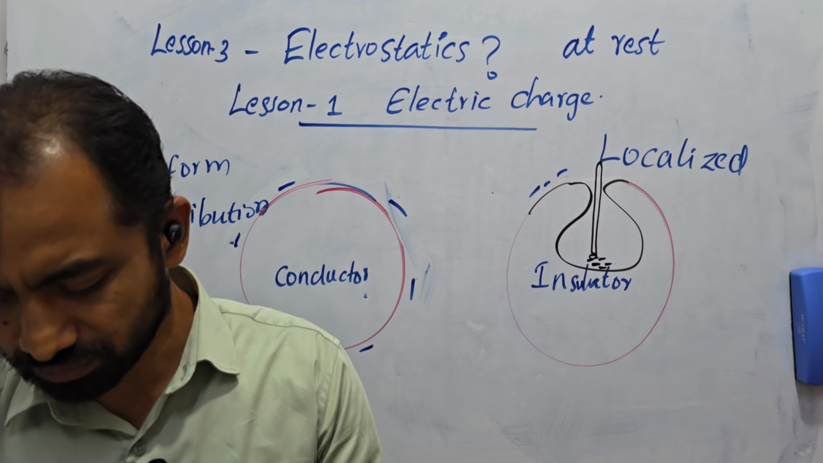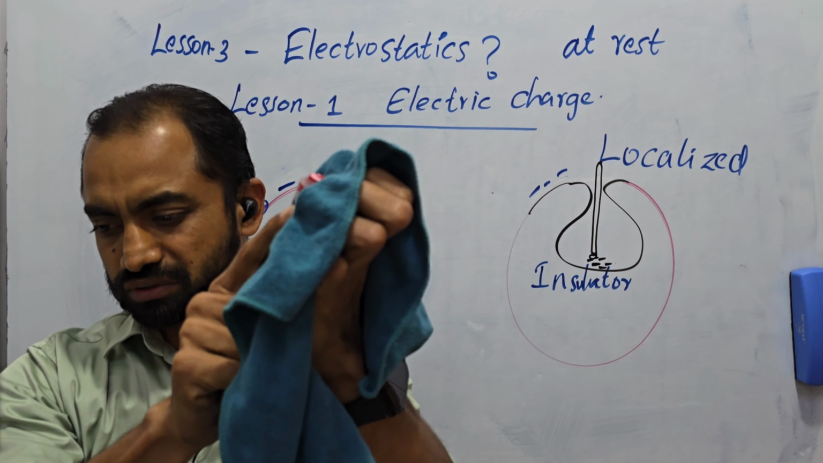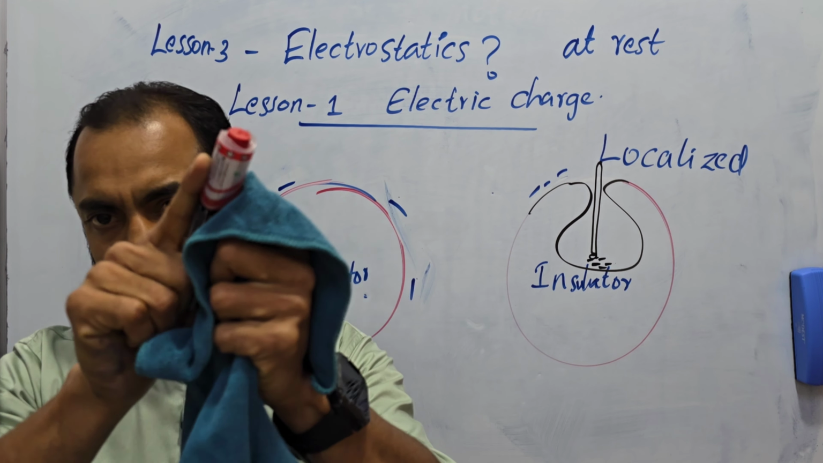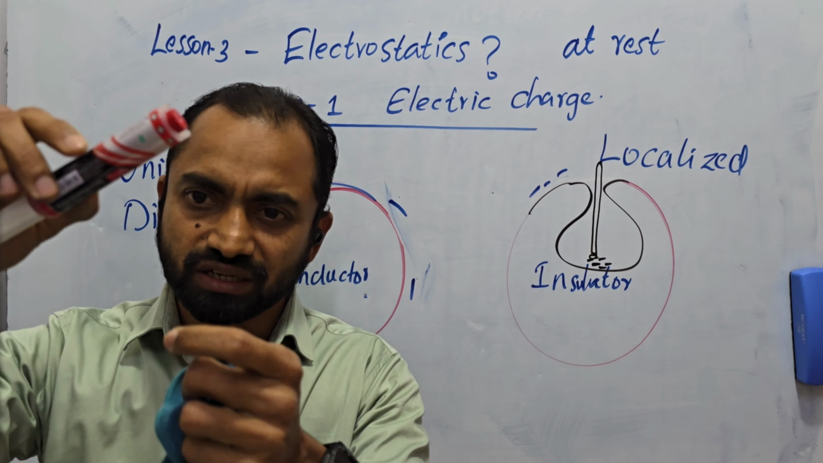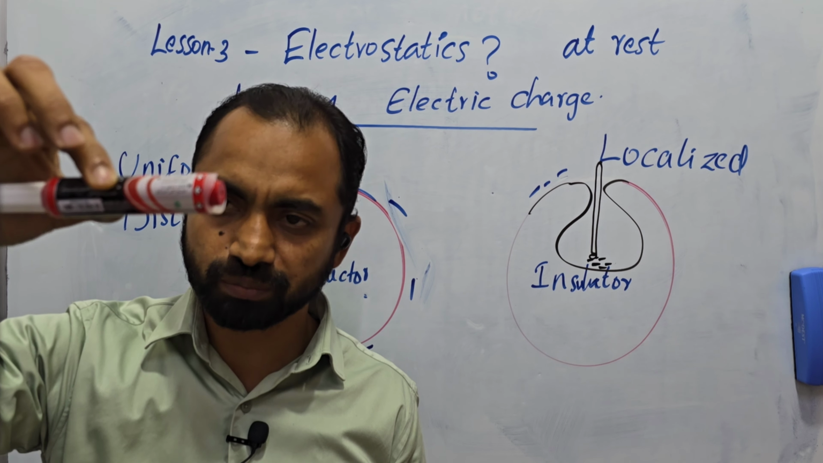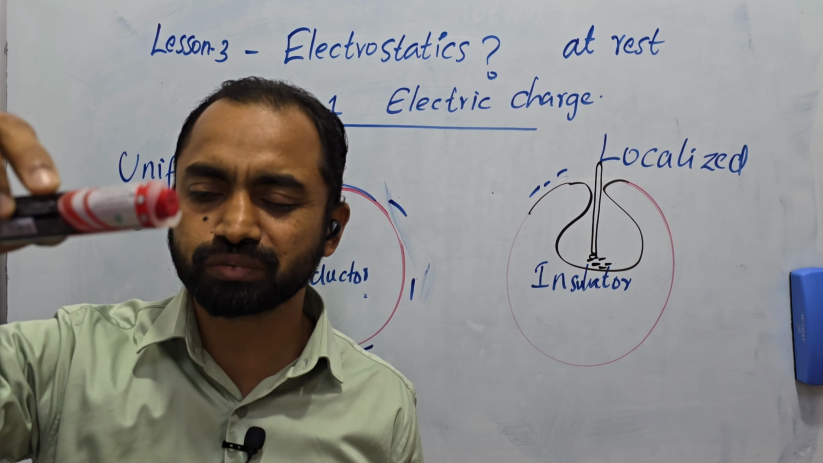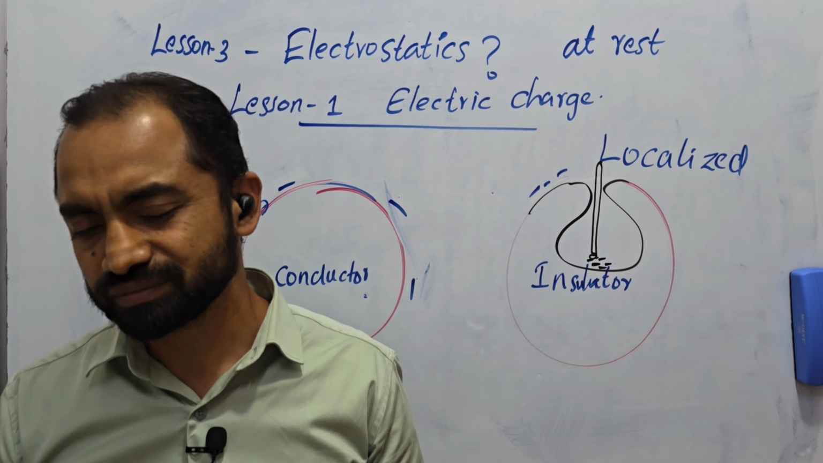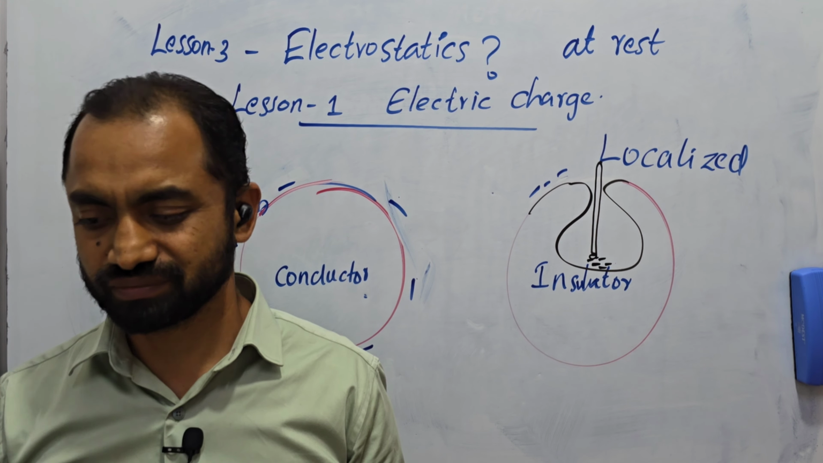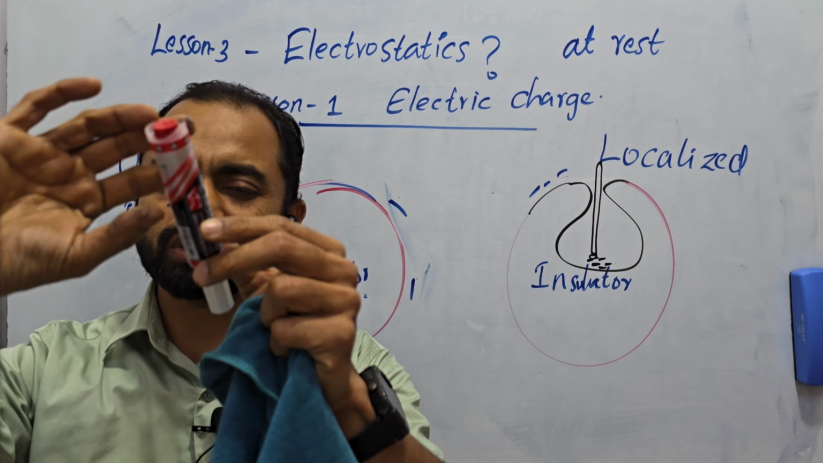Okay, for example, this is the comb, and this is the cloth or woolen material. So when I rub this, it will get charged and it can attract small pieces of paper, right? The comb can attract small pieces of paper for some time, and gradually it will lose that property. Why? That's the question. Why does it lose it? Because it will lose its charge to the air, right?